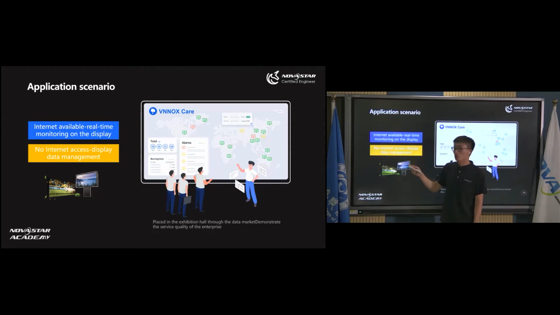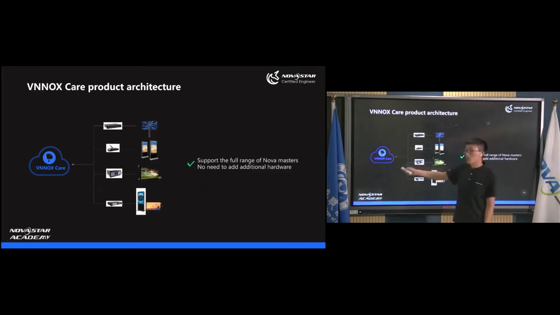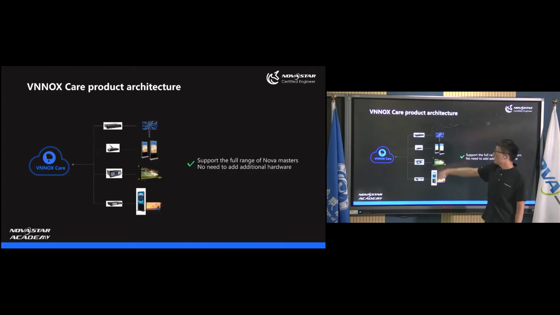And if your system has no internet, it can also save the data for management. You can save the RCFJ files or other backup parts, and where they are, as information in this system. And Vnnox Care supports all series, all product lines from NovaStar. Each one can be bound to Vnnox Care. Do not worry about it. It's not just for the Taurus series.